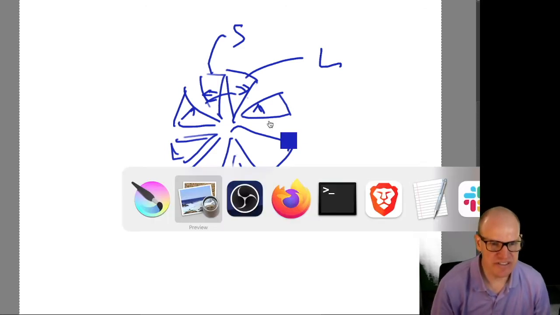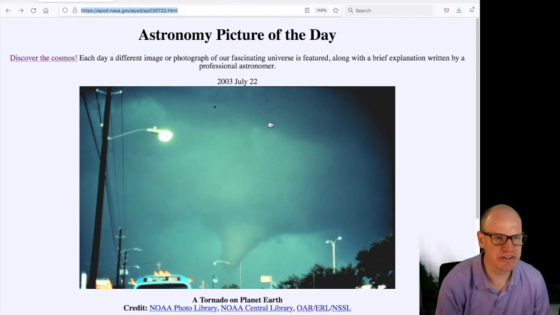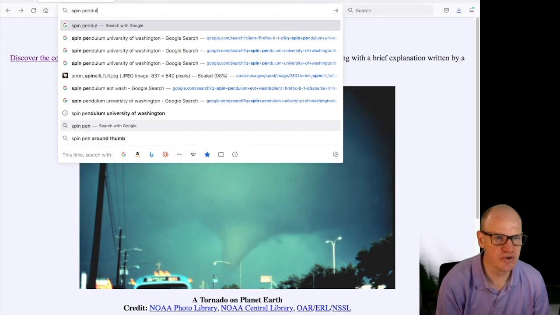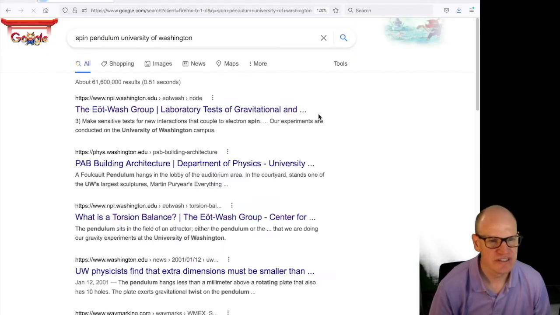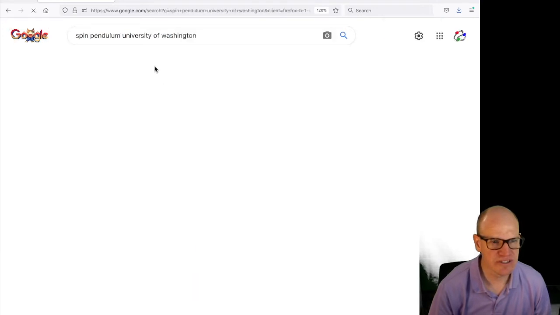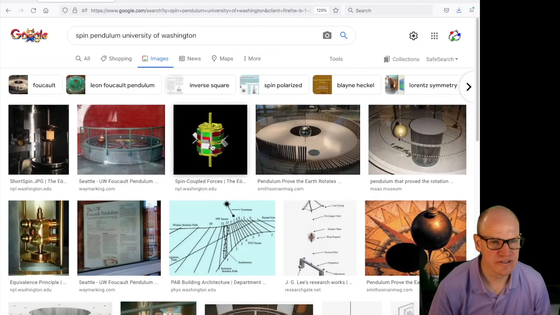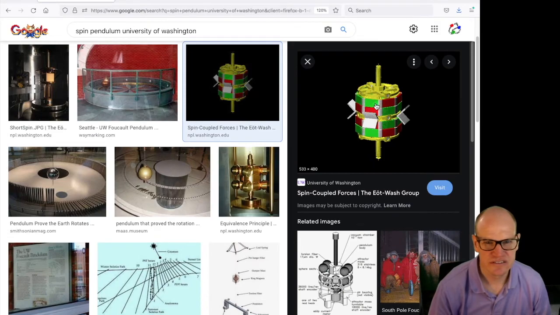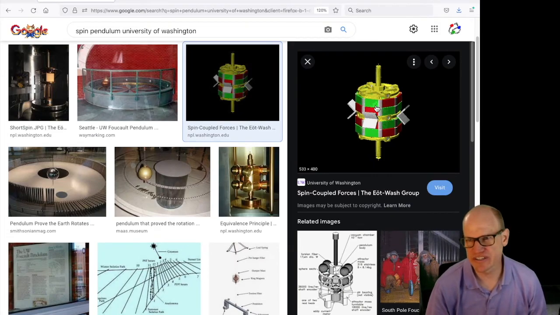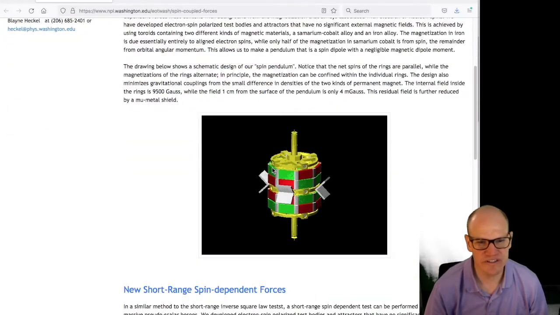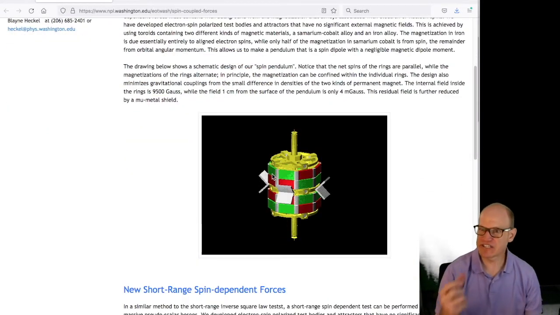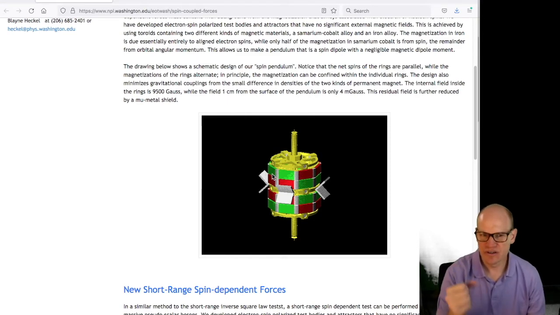Let me see if I can pull that up. So it's the spin pendulum, University of Washington. And let's see what kind of images they have available. It looks like this. Each of those, the red and the green, the Christmas-colored components of this, correspond to magnetic fields that are generated from either the angular momentum of the outermost electron or the spin of the outermost electron.